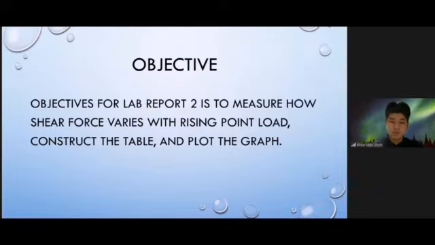Objective. The objective for lab report 2 is to measure how shear force varies with rising point load. Construct the table and plot the graph.